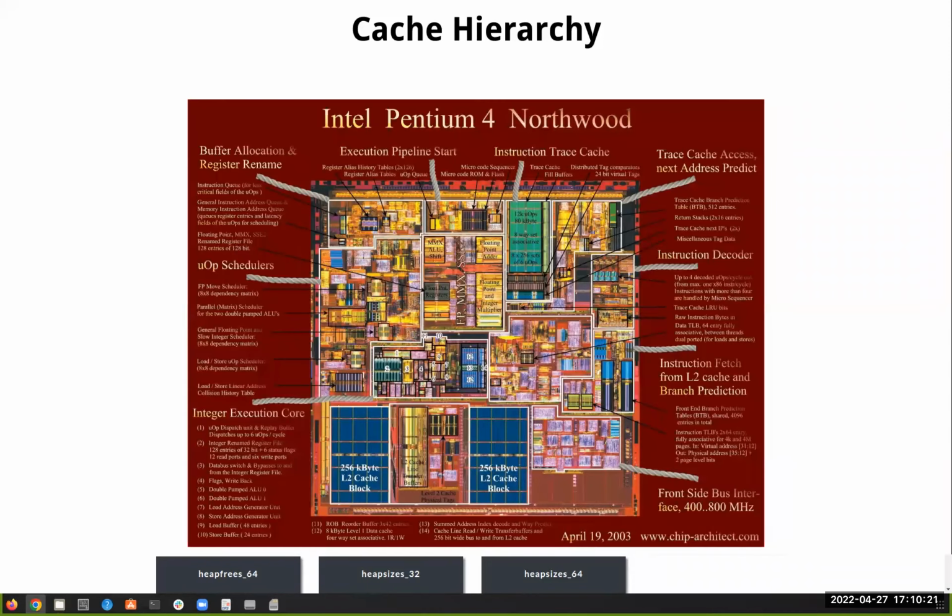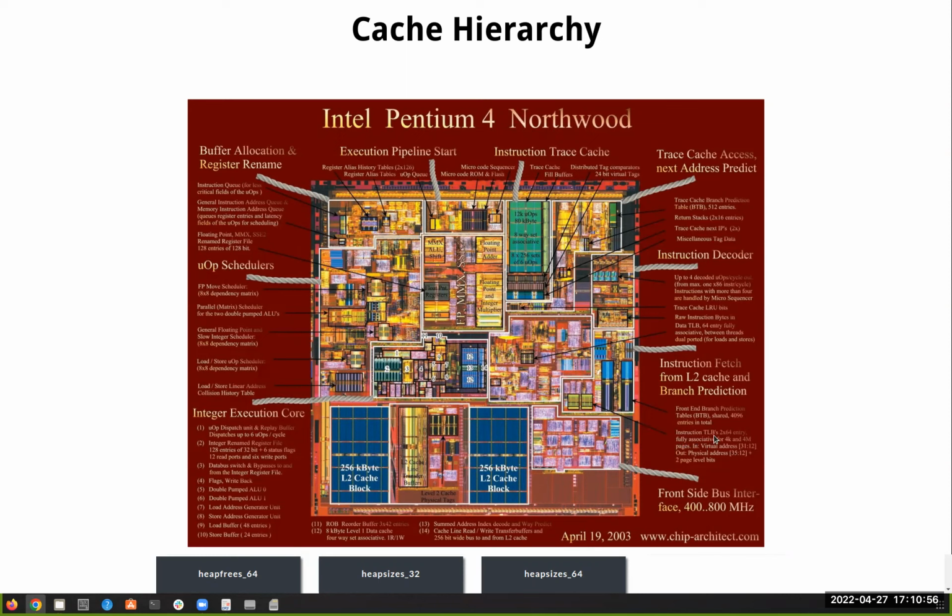So here's another one. This is also an old CPU. This is a 2003 Intel Pentium 4. So this is almost 20 years ago. And the same thing. Here we have L2 cache. Here we have also L2 cache. I don't know where the L1 cache is, but there are some other cache modules on this CPU as well. Let me find, for example, here.